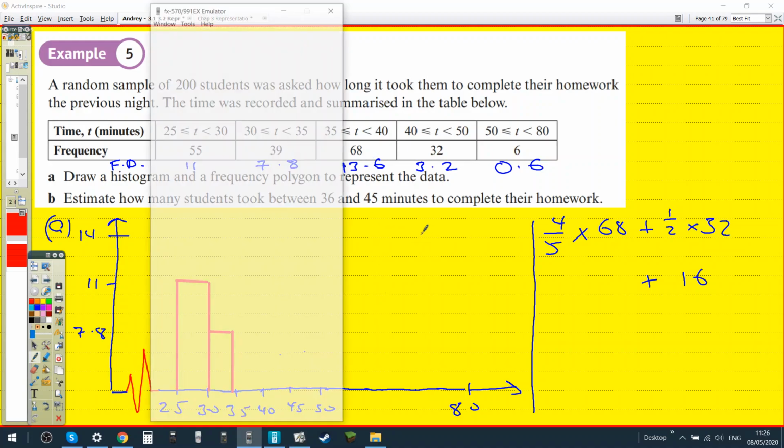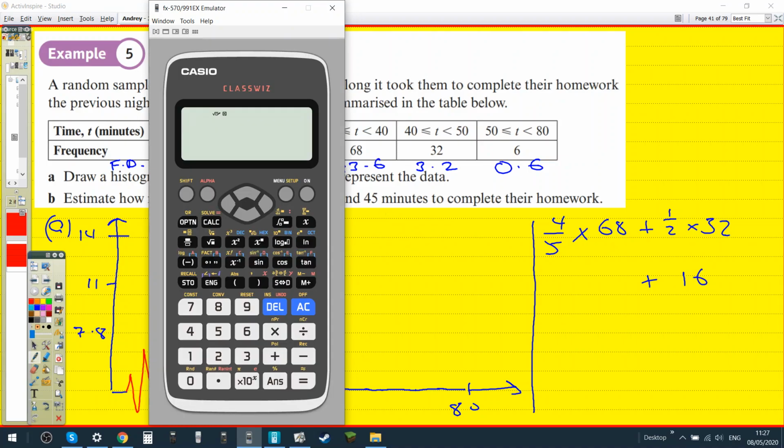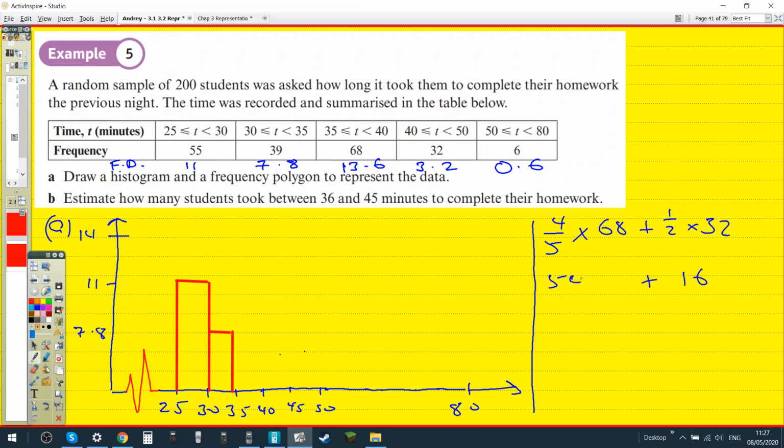Open up my little one. It's 54.4. 50.4. And so in total, is it 70.4? Yeah. Okay. Estimate how many students. So what would that be? How many students? Let's say roughly 70 students.